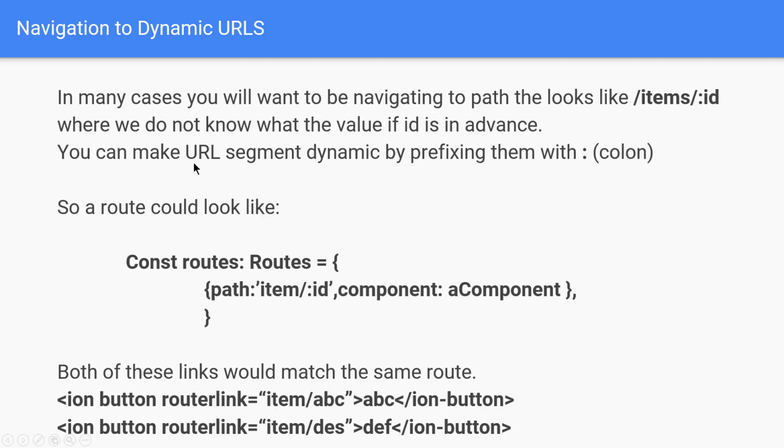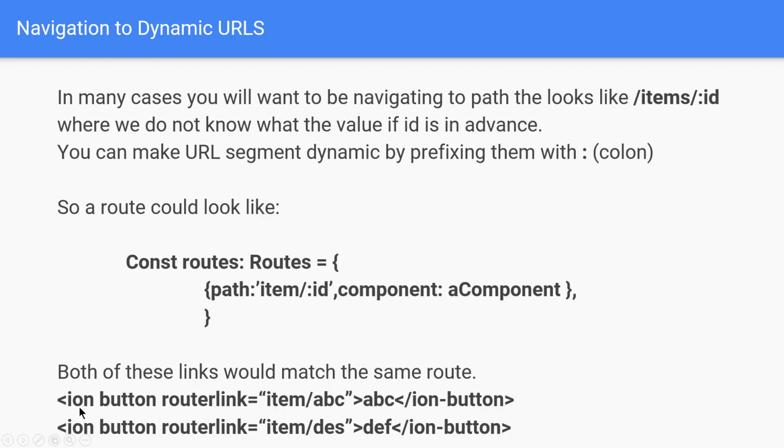So we can make a URL segment dynamic by prefixing it with a colon. Our route could look something like this: const routes. So we have our path is item/ and then the dynamic part of our path. We could have multiple dynamic parts of our path, so we could have another /username/ whatever else that we want in here. So our path can contain multiple dynamic components that will then open a particular component.